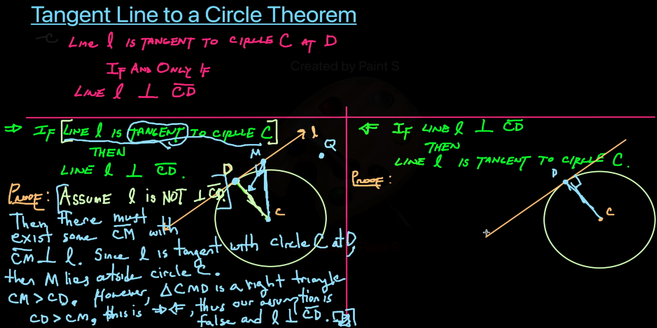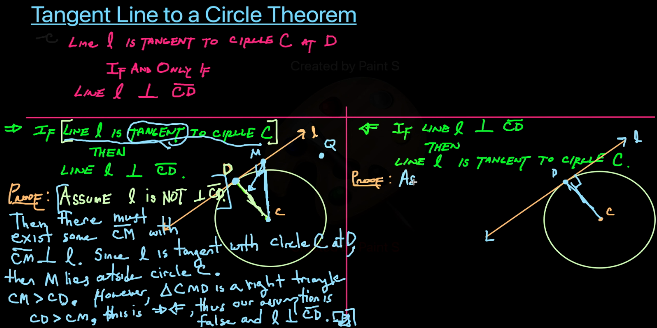And just like in the other one, here's line L. Just like in the other one, I assume the conclusion is false. I get a contradiction, which means that my assumption is wrong and the conclusion is true. Okay, so replay that over and over. Make sure you see how a proof by contradiction works. That was a quick summary of how a proof by contradiction works.